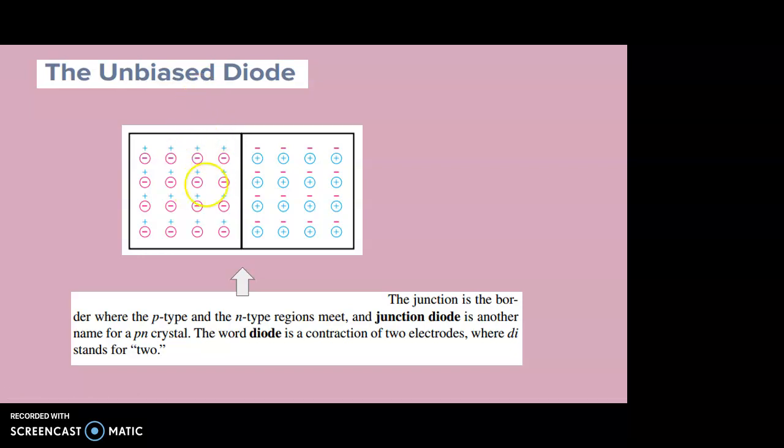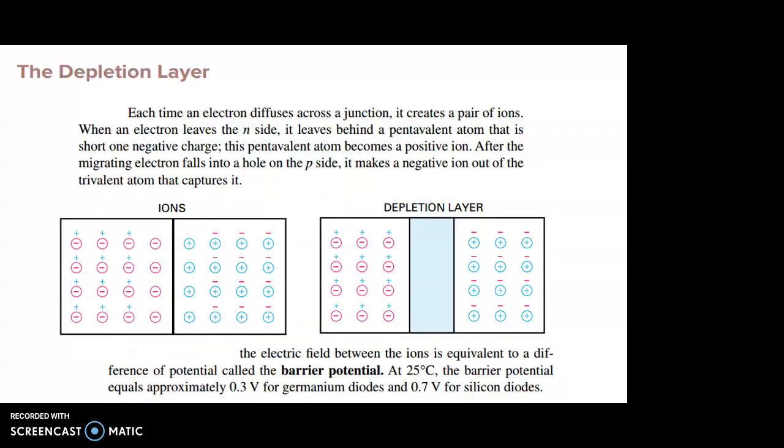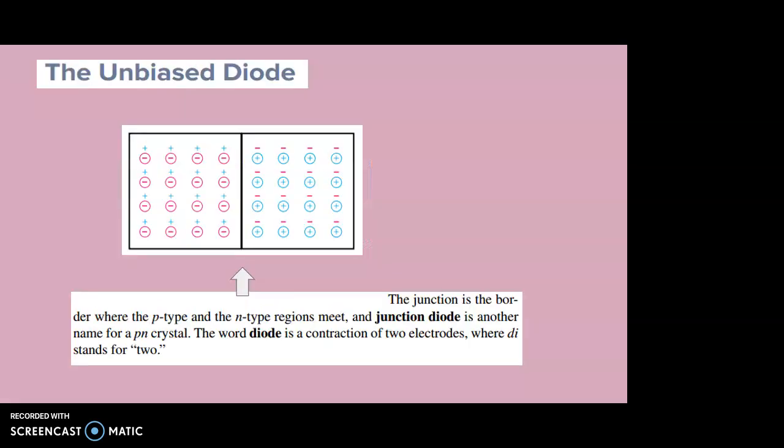So this is the P material on your left side, and on your right side is the N material. So in between, we have the junction. So that's the word junction diode. It is also called a junction diode. It is called a diode because it has two electrodes, the electron and the hole. So let us now move forward. Moving forward now, this is also known as the PN crystal.